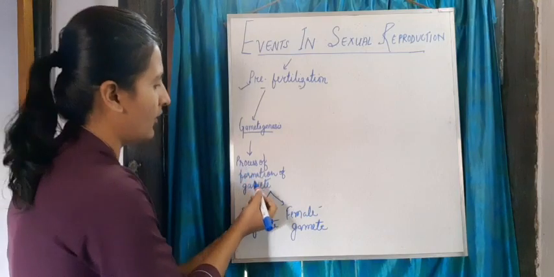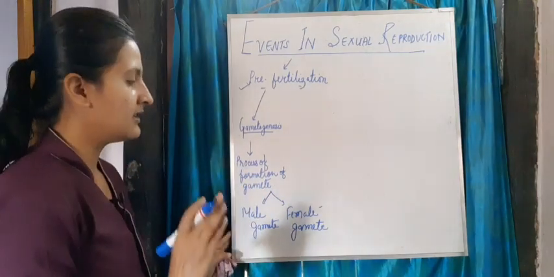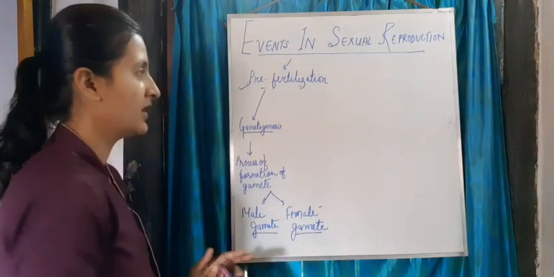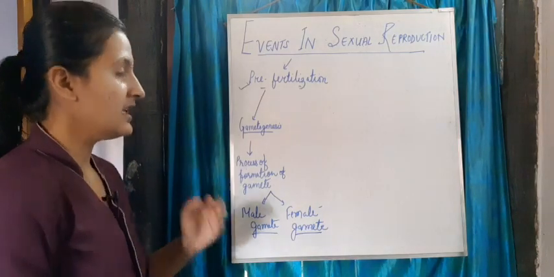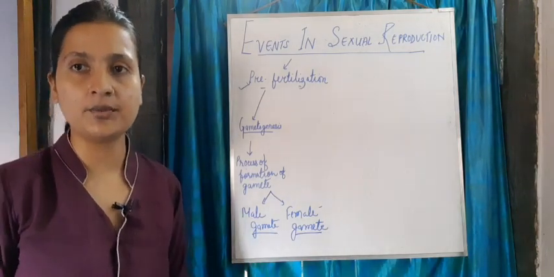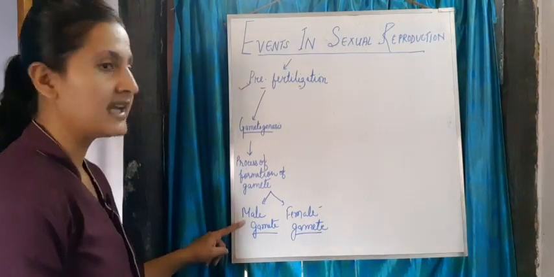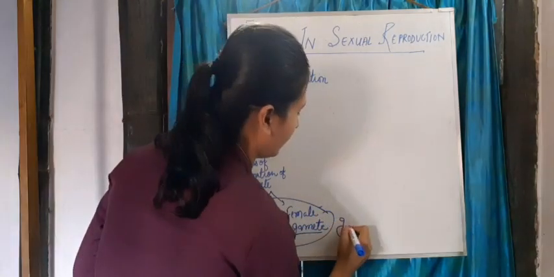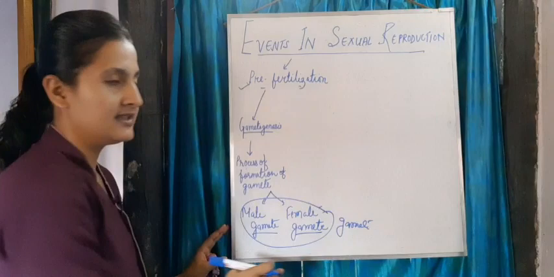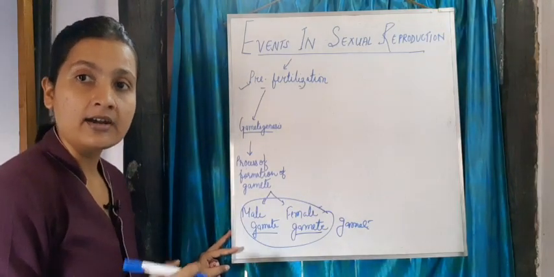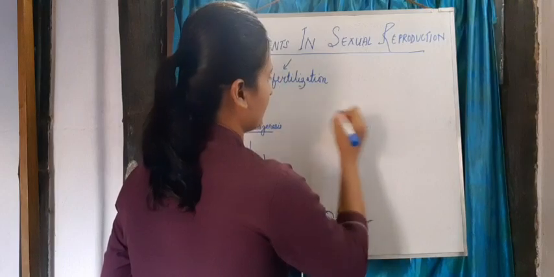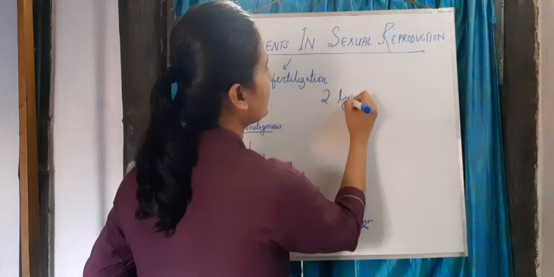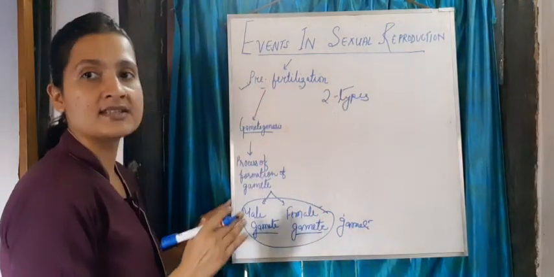Gametogenesis is the process of formation of gametes. We know that there are two types of gamete, male gamete and female gamete. Now this gamete, based on appearance, is of different types. There are two types of gametes based on appearance.